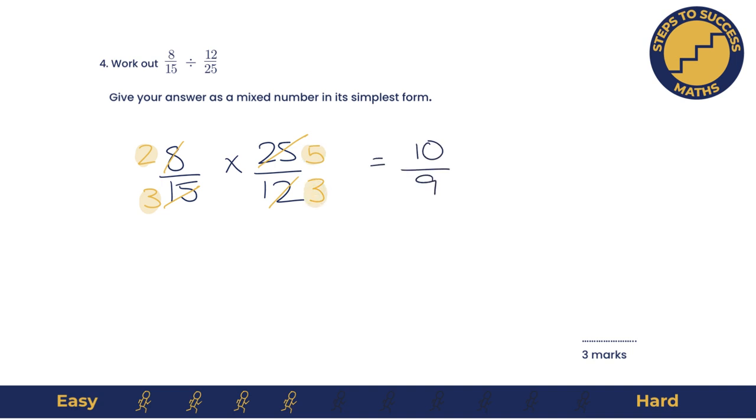Now remember, the question said give your answer as a mixed number. So how many times does 9 go into 10? It goes in once. And what do you have left over? You have 1 out of 9. So you've got 1 whole and 1/9.